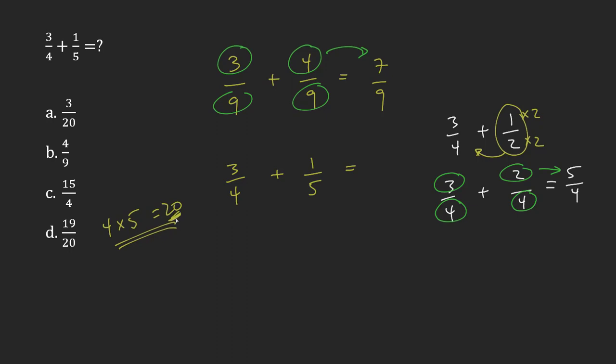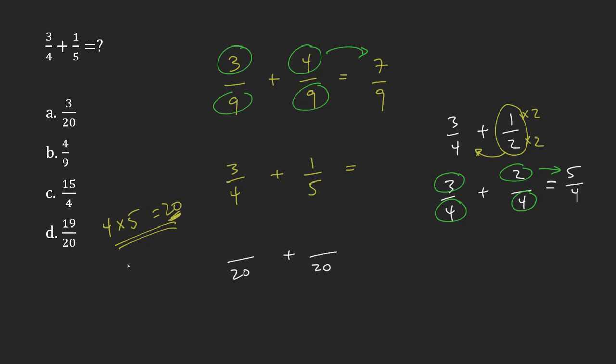How many times does 5 go into 20? It goes in 4 times. Of course it does, because I just did 4 times 5 gives me 20. So both of those numbers will go in a nice even way. So I'm going to change this to being over 20 and over 20.